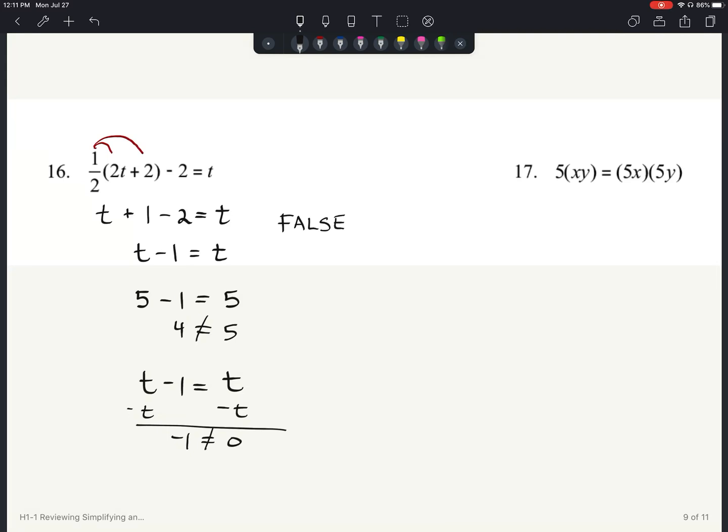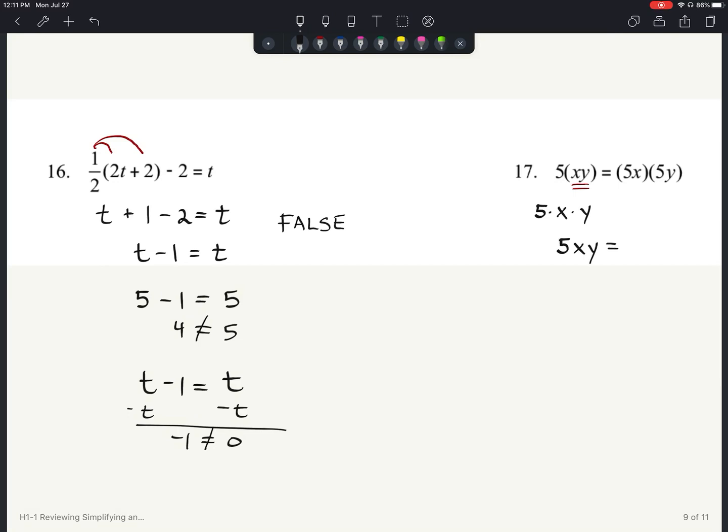And then the last one, number 17, says 5 times the quantity of x times y is going to equal 5x times 5y. This one gets people every year. Just got to make sure you're careful. Thinking about this is just multiplication. So this is really the same thing as saying 5 times x times y, which is going to be just 5xy. There's no distributing there.